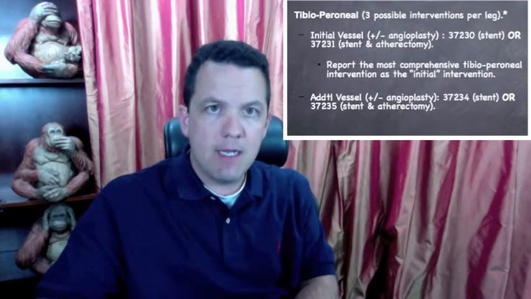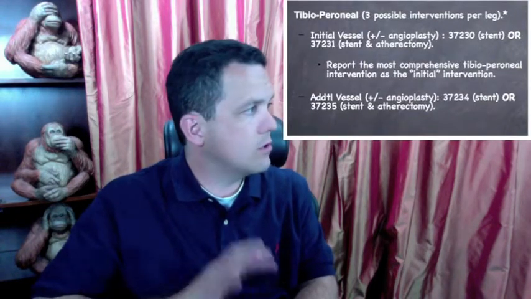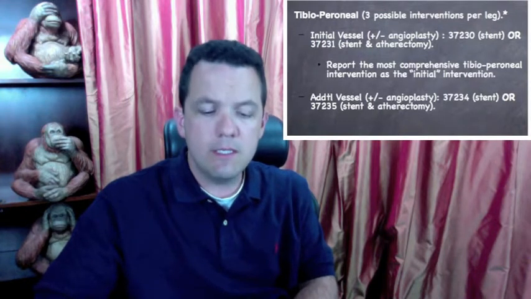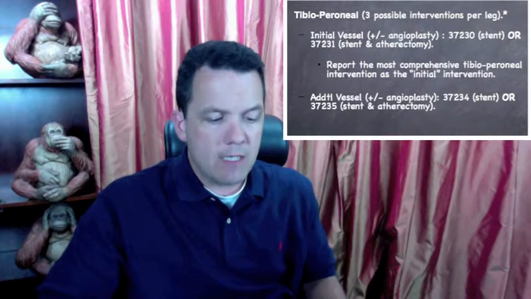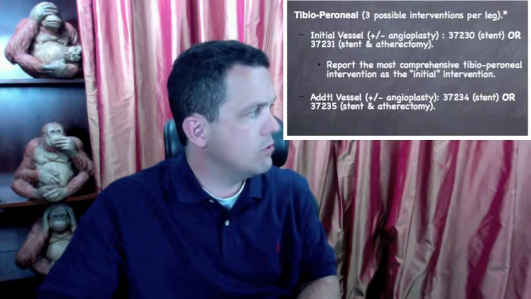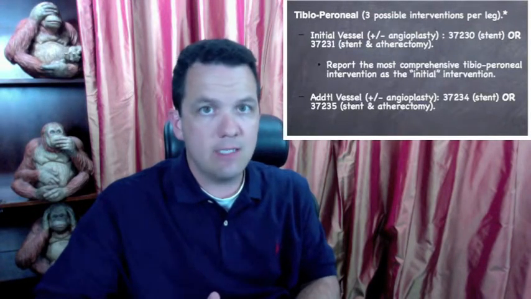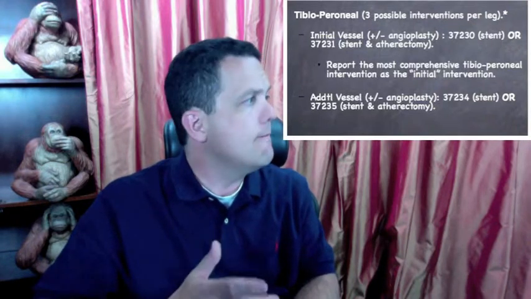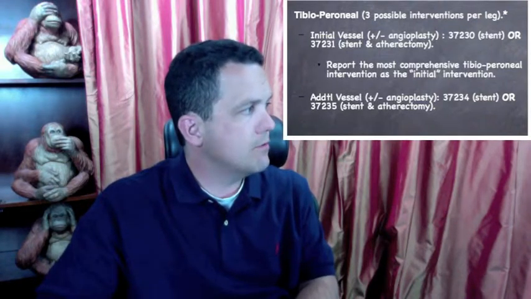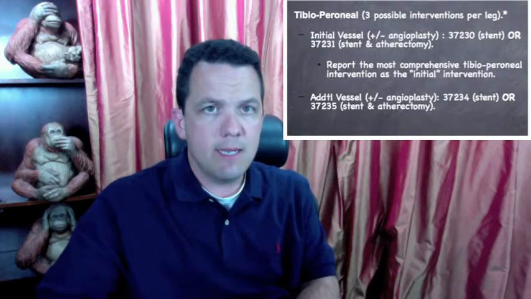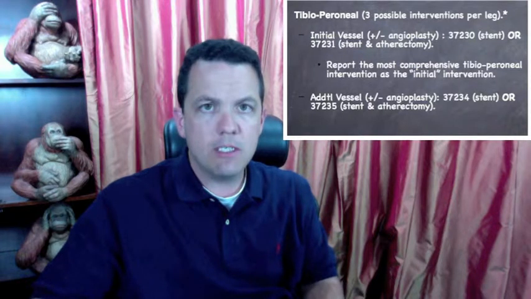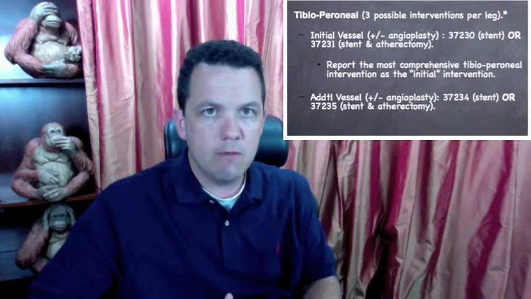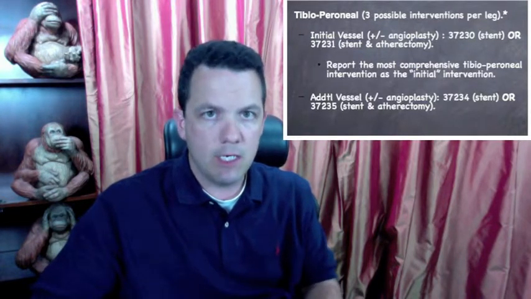When we get down into the trifurcation area, the same concept is applied, except here you'll see there's a total of 4 codes. And the reason is that for the base intervention that we do the stent placement in, we've got two options. So code 37230 says we're doing a plain Jane stent with or without angioplasty. The next code in sequence, the 37231, says that I'm doing stent placement and I'm also doing atherectomy. So one of these two codes has to be reported for our initial intervention in that trifurcation area.